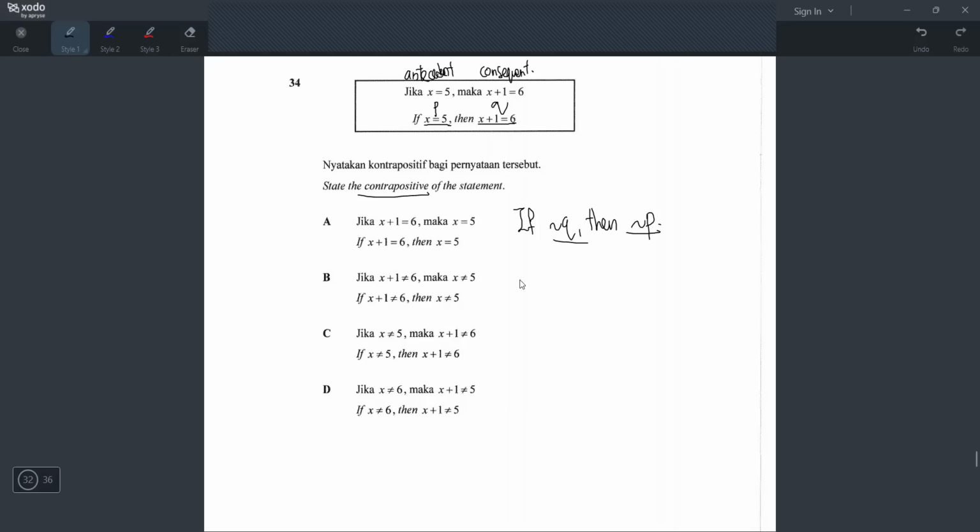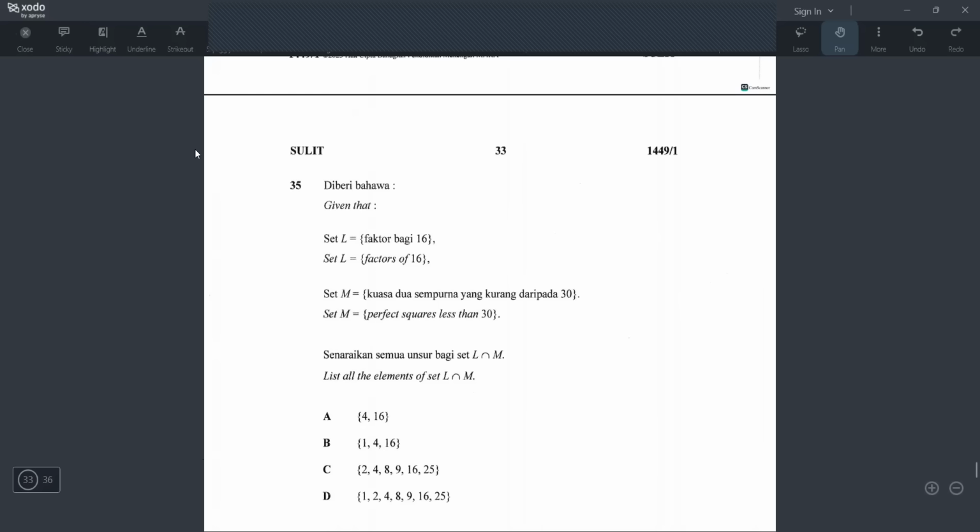Okay, now it says state the contrapositive. So I have to do if not Q. It means I have to do negation here. X plus 1 not equals to 6, right? Then not P, it means X not equals to 5. So A, B, C, D, which one is this? Wrong. B. This one, no. This one, no. Yeah, B is the answer. So, yeah, that's all. Nothing much.